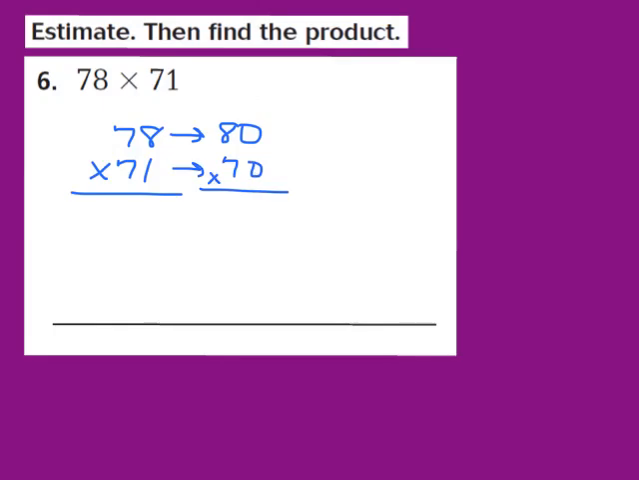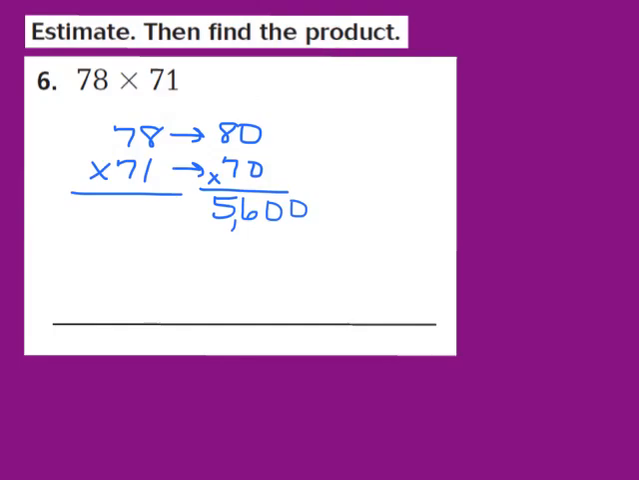Now when I look at this, I know that 7 times 8 is going to give me 56. So I'm going to write down 56. Now I also see that there is 1 zero behind the 8 and 1 zero behind the 7. So that makes a total of 1, 2 zeros. So behind my 56, I'm also going to add 1, 2 zeros. So my estimated answer turns out to be 5,600. Now my job is to find the product.